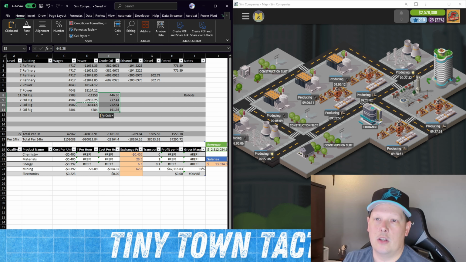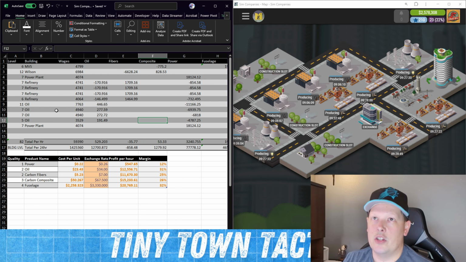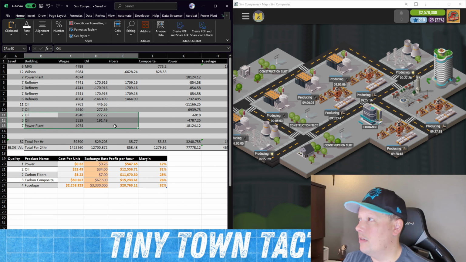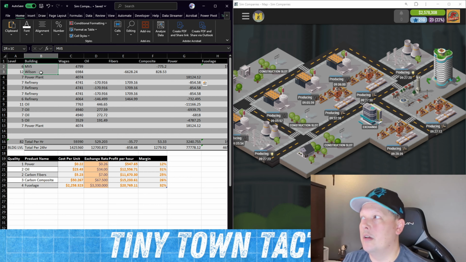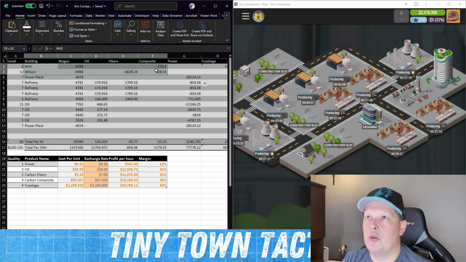Because right now, you can see I kind of recreated it. My power's split: there's one up here and one down here. But I'm producing composite in order to produce fuselage. Here's my levels.